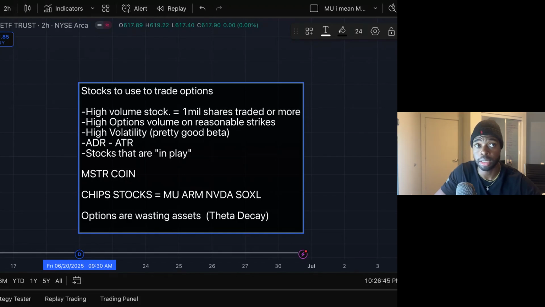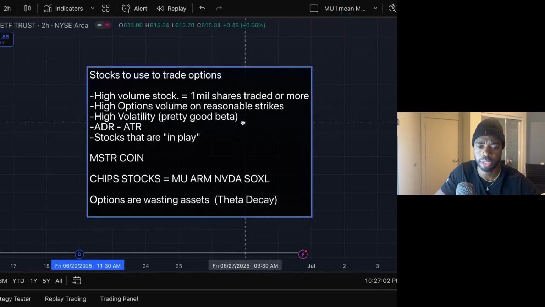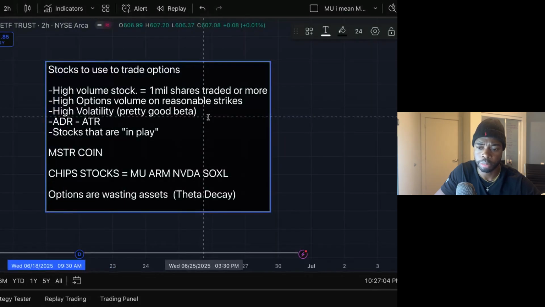So this is the basic stuff that you want to use to choose stocks to trade options on. And right now we're talking about just going long calls and long puts. You can do different strategies, especially for stocks that don't move. You can do spreads, credit spreads, debit spreads, all that good type of stuff. But really, most people who are starting trading just know how to go long calls, long puts.